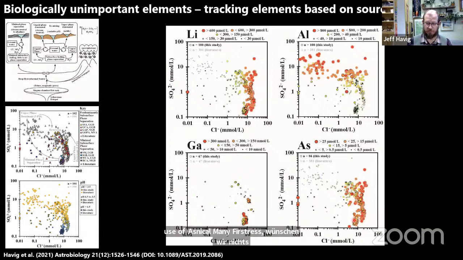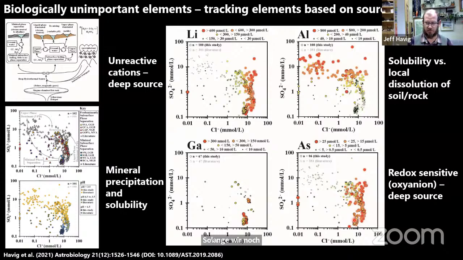So now I'm going to walk you through the more biologically important. So we'll start with carbon, nitrogen, and phosphorus, but here's a quick summary. So unreactive cations follow the deep source, right? Solubility versus local dissolution of rock and soil. So we see dissolution present from these high aluminum concentrations. Redox sensitive oxyanions, we can follow what happens with them. And then we can start to track what's happening with mineral precipitation and solubility through gallium.